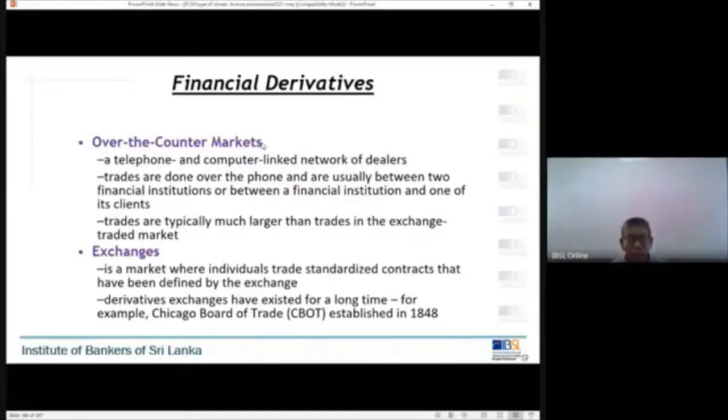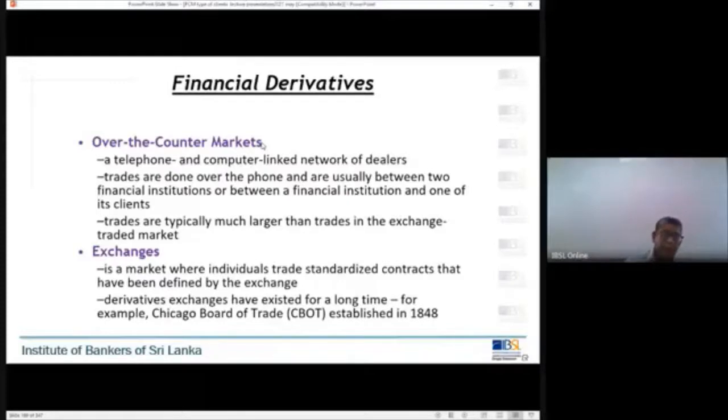Now over the counter market means you can go to the bank counter and do the transaction, right? So that is what you call over the counter market. You can go to the bank and do the transaction, we call over the counter market. But sometimes you may have separate exchange places, a separate place to do the business. That is what you call exchanges.